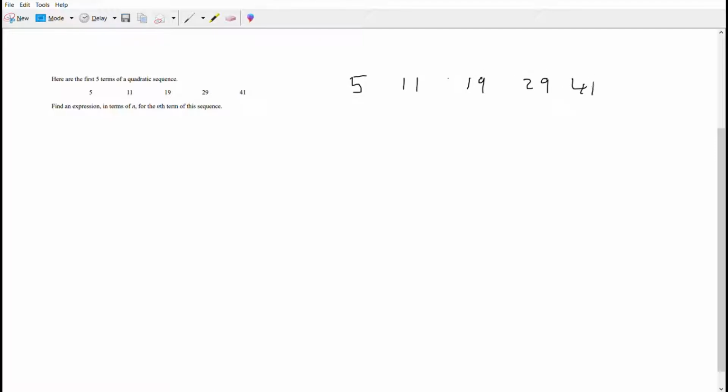This is our sequence. As usual, I'm going to find the difference between each of the terms. So this is the difference of 6, 8, 10, and 12. Okay, so this is the difference between each one.